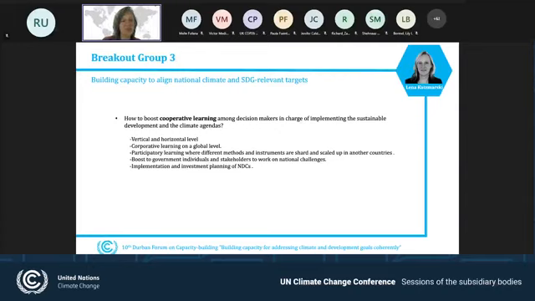So we see that cooperative learning also is necessary on a global level. As GIZ, we're supporting the NAP Global Network, for example, the NDC Partnership, and we see that there's a lot of exchange, especially on South-South, but also North-South and South-North. So participatory learning, where different methods and instruments are shared and scaled up in another country, also via these platforms and learning networks.